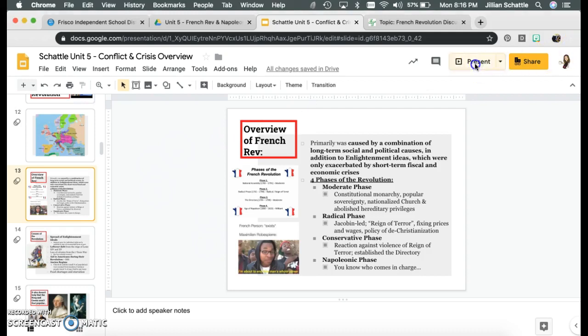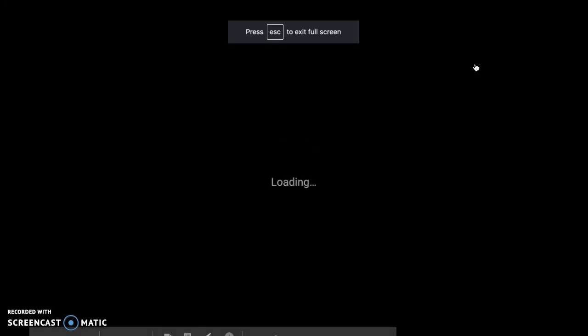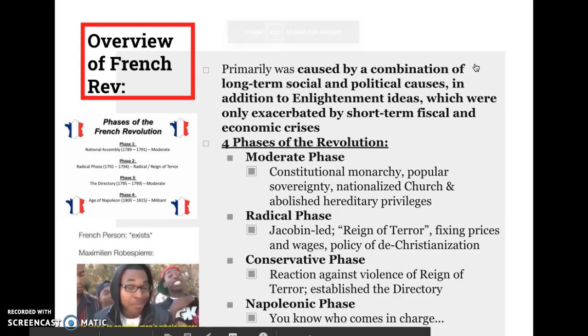So let's get started. Basic overview of the French Revolution. I know you have learned it in previous classes over the years. I kind of want to go through the major phases of it that you may not have learned before. And I'm going to dive into the causes here in a second.